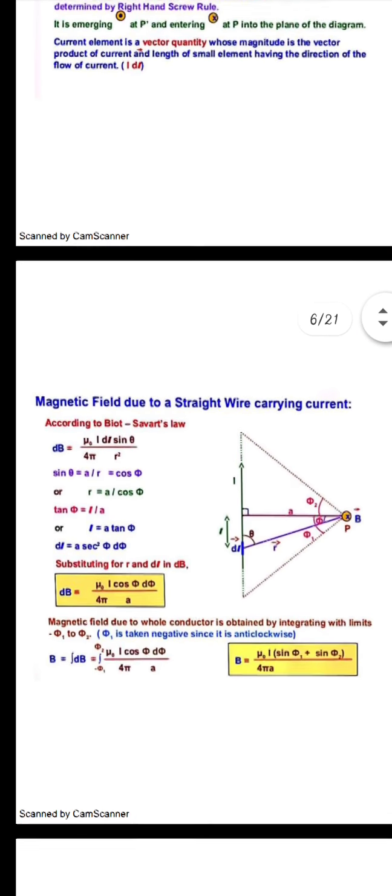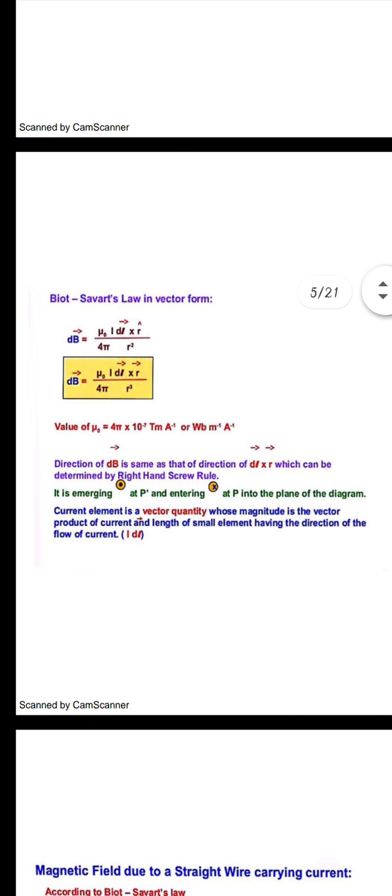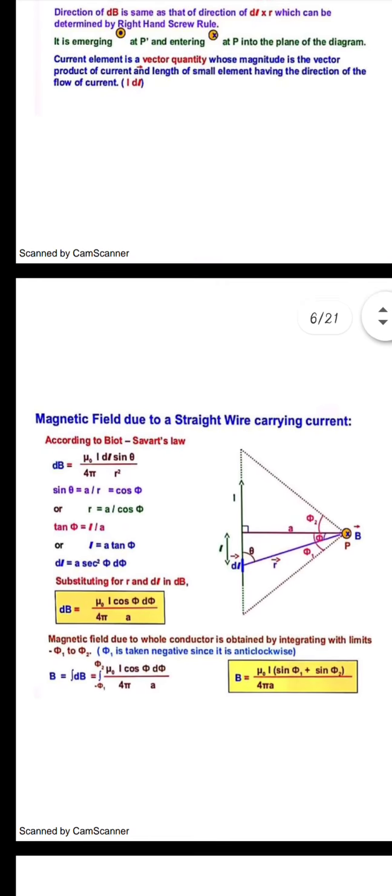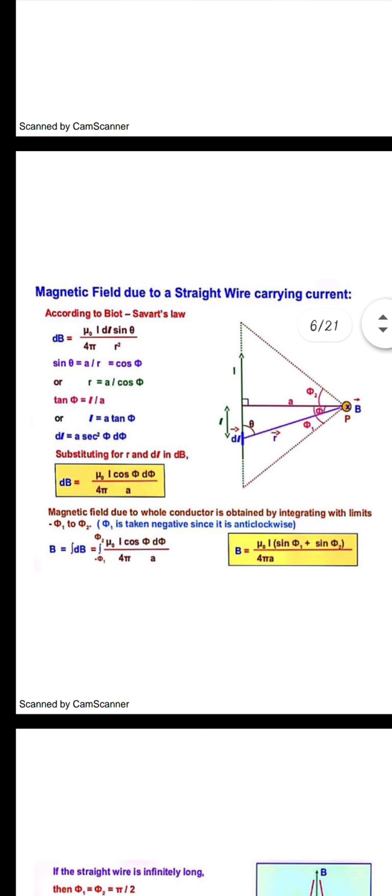Similarly, we have seen the magnetic field due to a straight current carrying wire and a circular loop also. We have to find the magnetic field at a point P due to this straight current carrying wire, and due to a circular loop also. So we will be using the formula of the Biot-Savart law itself.